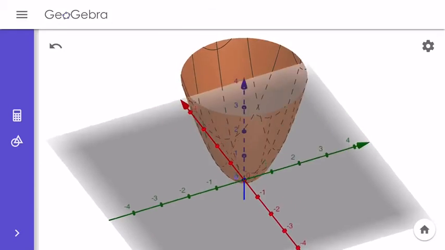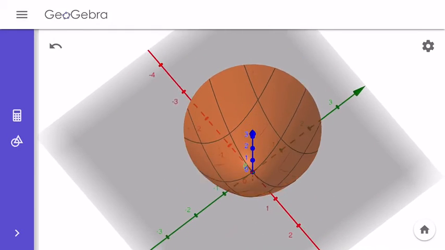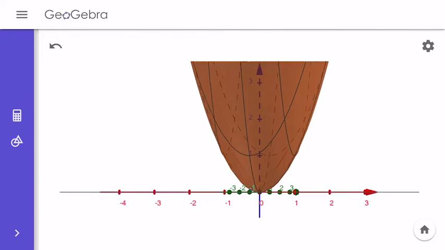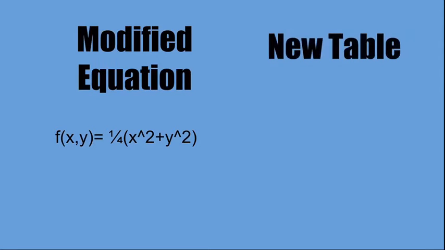If you were to continue to plot more points from the equation, then connect all the points, you would get a graph that looks like this, a 3-dimensional parabola, if you will. To explore a modified equation, we will take you through the equation f of x and y equals 1/4 times x squared plus y squared. Just like the previous equation, you need to create a table where x and y are on one side for the inputs, and one where z is on the other side for the outputs. Then plug in numbers to the equation.